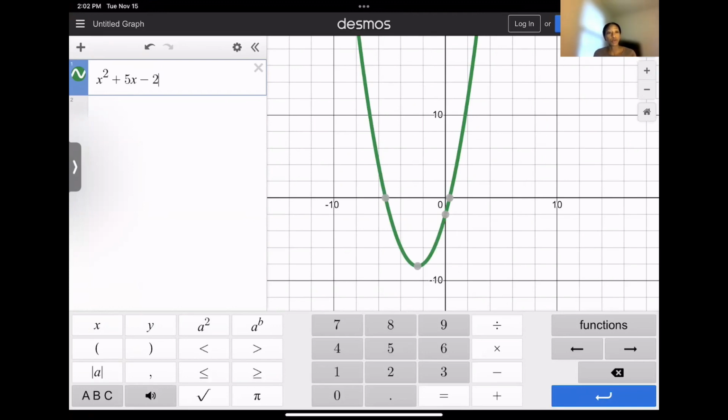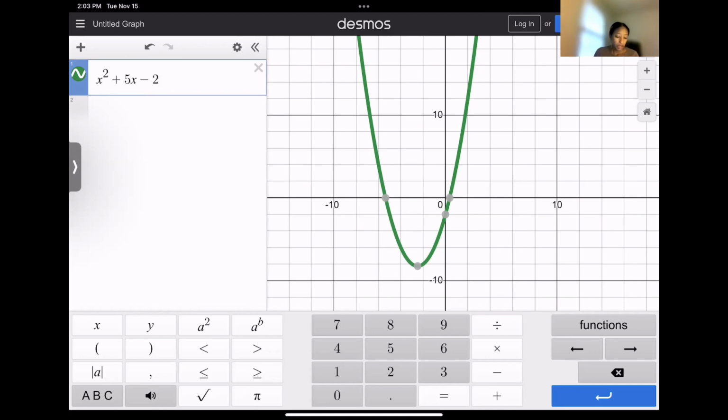The parabola is opening upward. If we look at the y-axis, does the y-axis split this parabola right in half? No, it doesn't. The axis of symmetry is not the y-axis here. That's because we have a b term there. b is equal to 5.